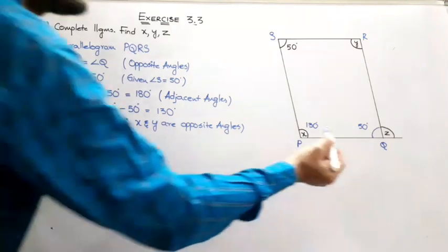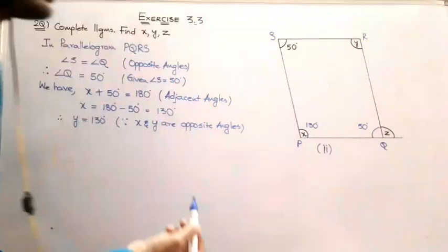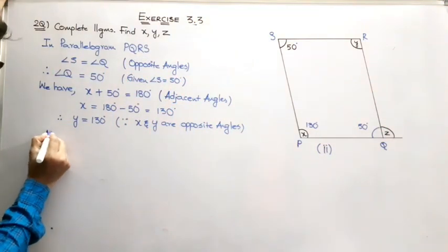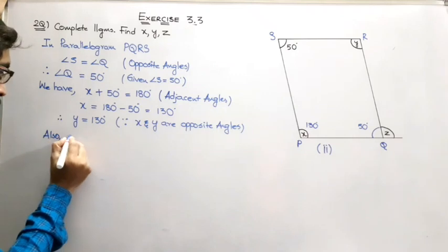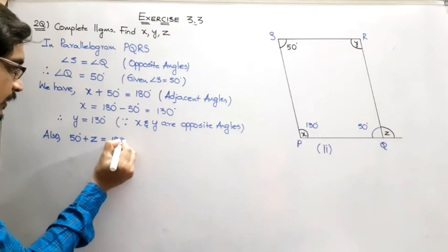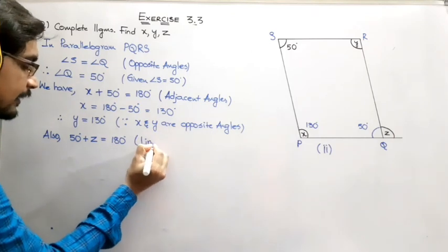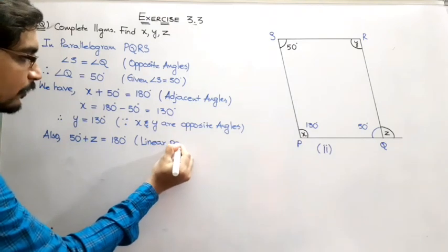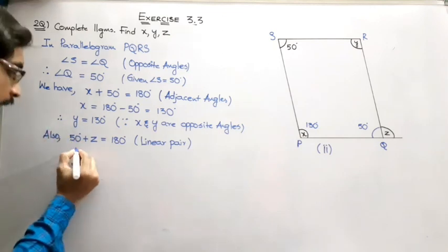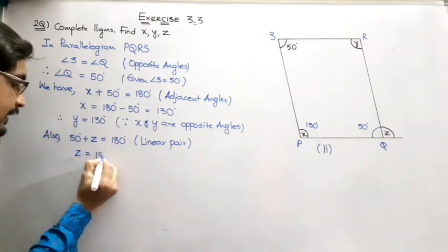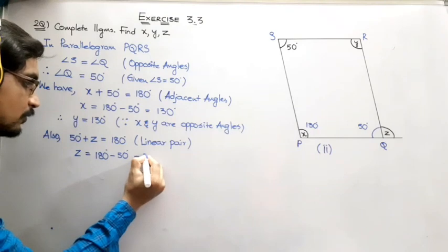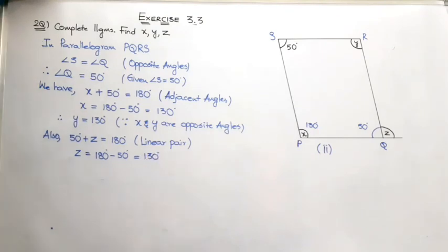Lastly, we can say that these two form a linear pair. That means 50 degrees and Z form a linear pair. So 50 degrees plus Z is equal to 180 degrees because of linear pair. That means the sum of their angles is going to be 180 degrees. So Z is equal to 180 degrees minus 50 degrees, which is going to be equal to 130 degrees. Hope you are clear, children.